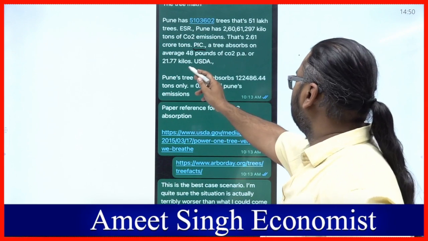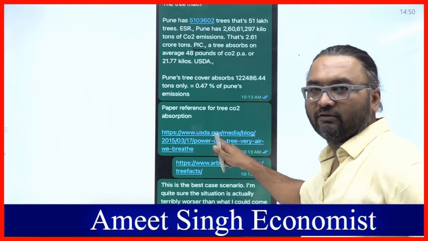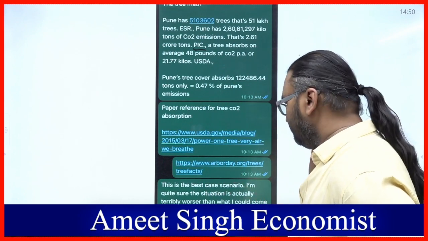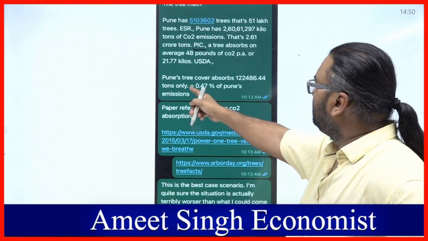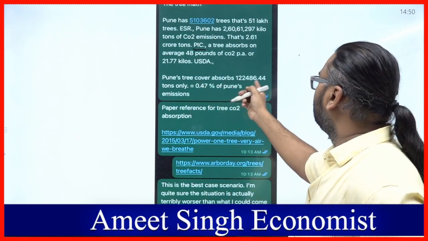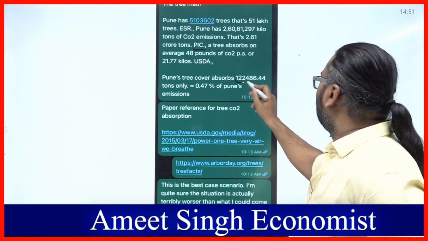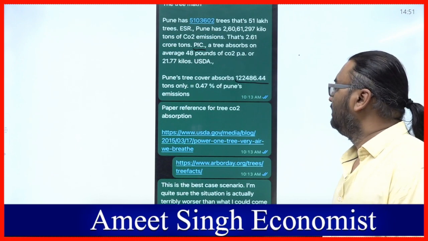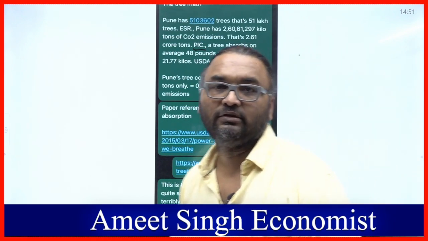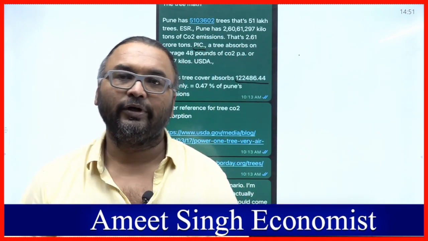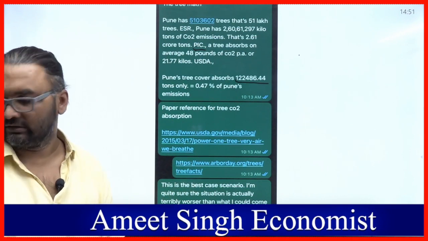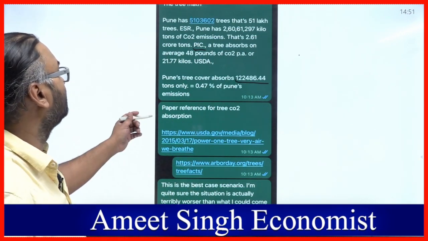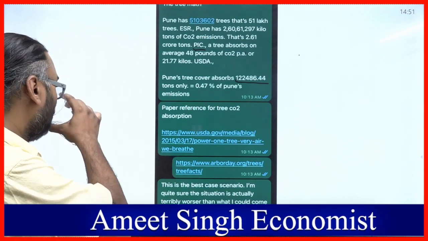And that data, I have that reference I've taken from these papers by United States Department of Agriculture and Arbor Day and whatever. So Pune's tree cover barely absorbs 1,22,486.44 tons only, which is just, you could say, 0.5% of Pune's emissions. And why is that? That is because Pune's population is more than 1 crore people.